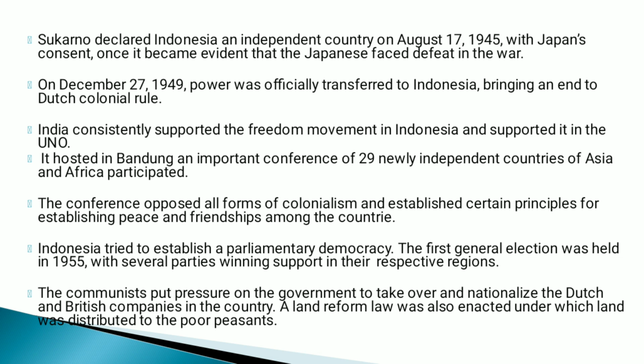Indonesia tried to establish a parliamentary democracy. The first general election was held in 1955, with several parties winning support in their respective regions. The communists put pressure on the government to nationalize the Dutch and British companies in the country. A land reform law was also enacted under which land was distributed to the poor peasants.